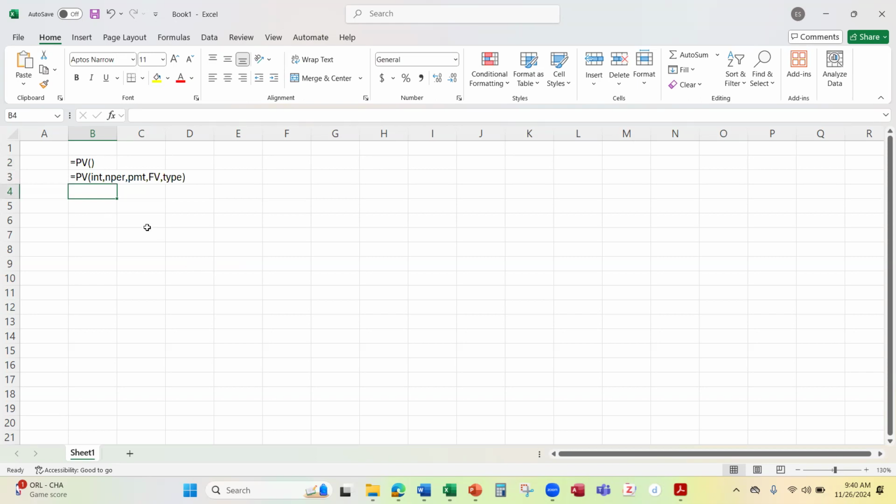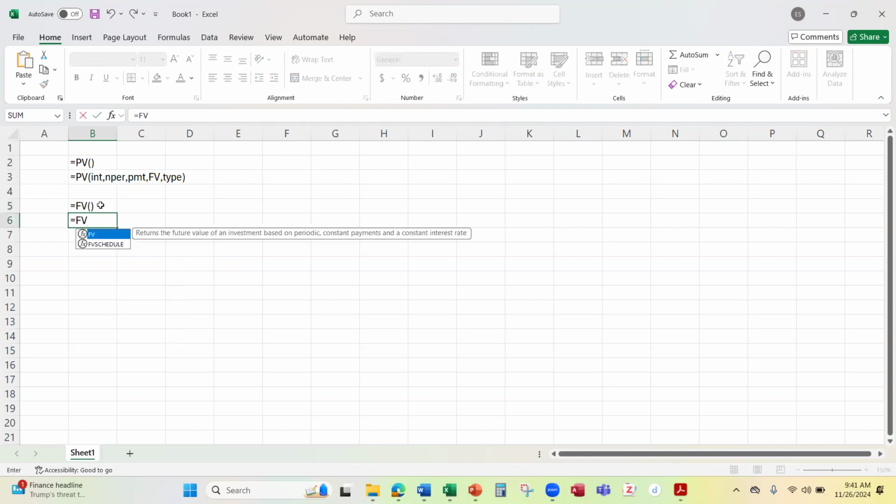We also talked about figuring out the future value of something using the future value, or FV, formula. For that one, we can figure out what a sum of money would grow to over time. And it has a very similar format.